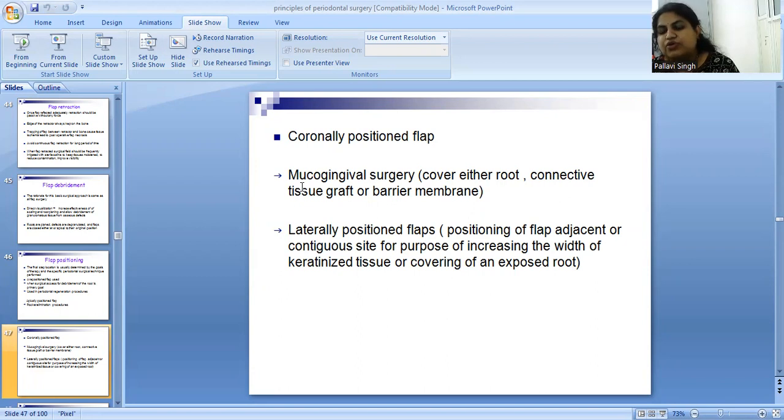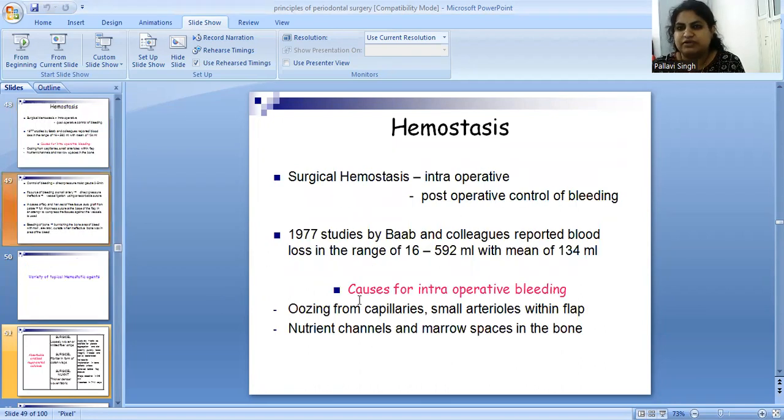So what happens with the coronally advanced flap? We want to increase the width of attached gingiva, and the second intention is to cover mucogingival defects like recession. So we want to cover the membrane, and we also want to cover the root. So we want to move the position of the flap more coronally. The laterally positioned flap can be positioned lateral to the defect. It can also help to increase the width of attached gingiva.